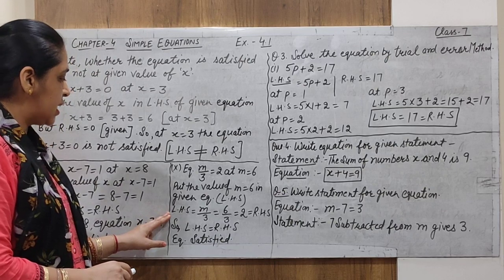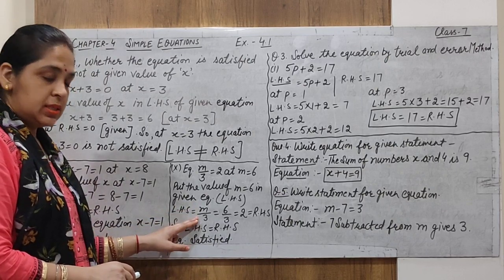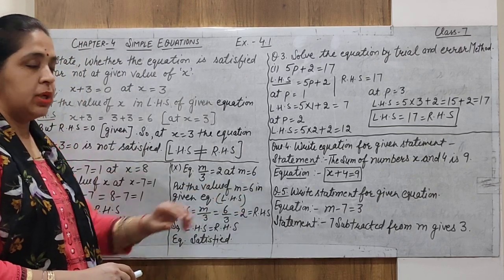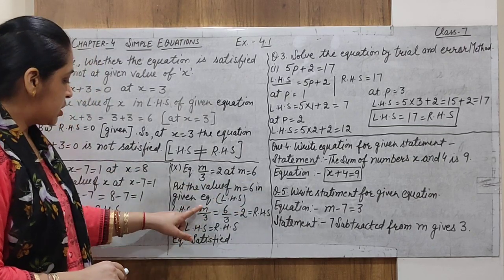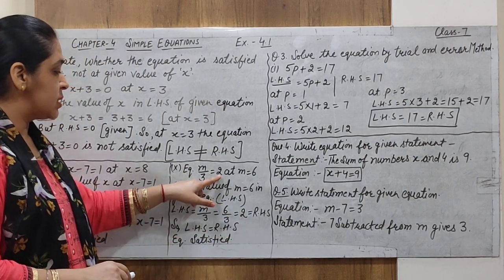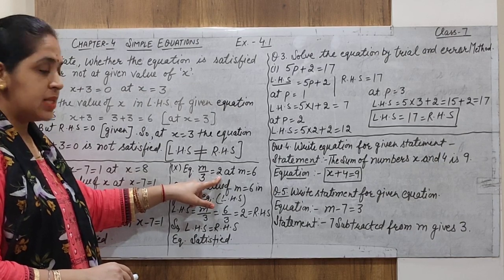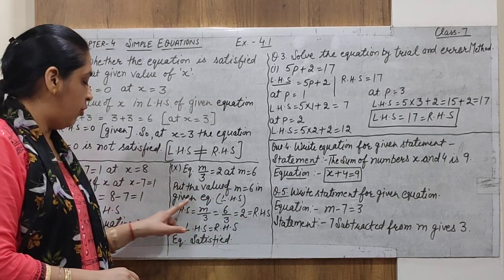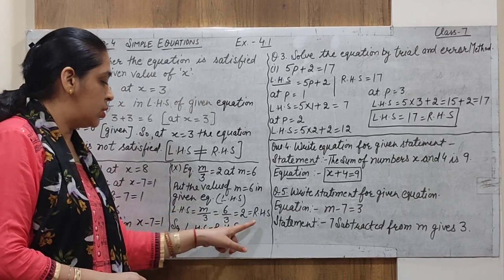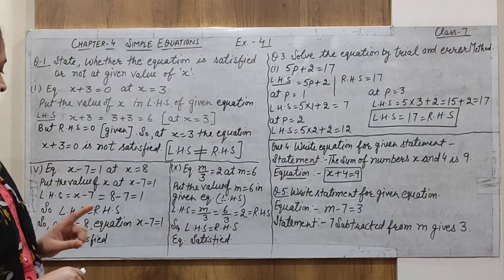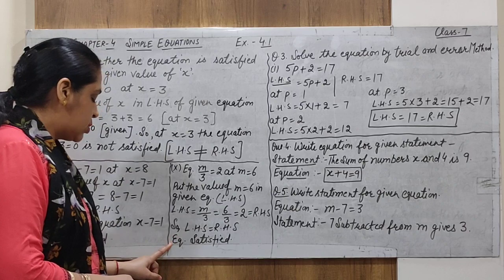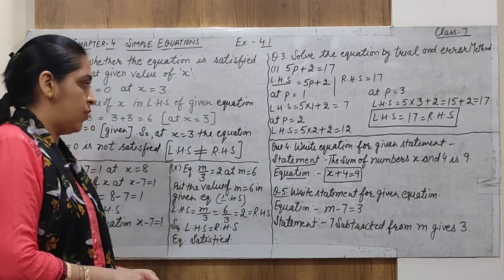So, the left hand side of the equation is m by 3, m divided by 3. The value of m we have to put is 6. So, 6 divided by 3 gives us 2, and 2 is the right hand side also. That's why the value of the left hand side after putting m is equal to 6 is equal to the right hand side. So, in this case we also get that the left hand side is equal to the right hand side. That's why the equation is satisfied.